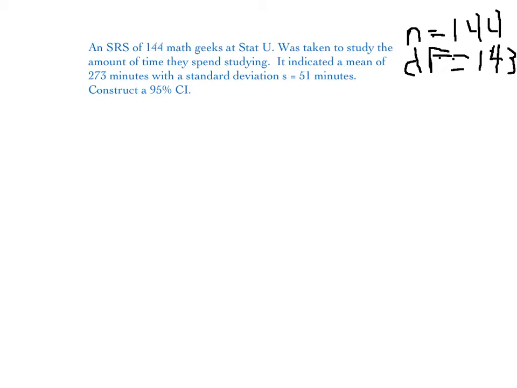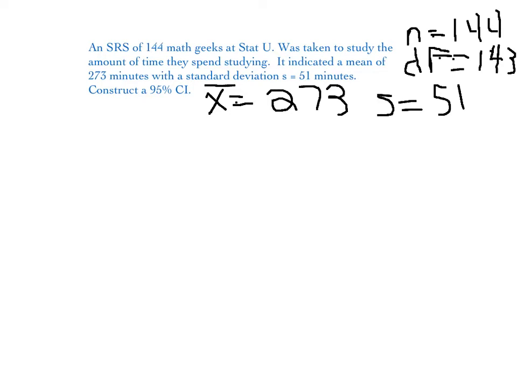That's not showing up very well. Here we go. And it has a sample mean of 273 minutes of study time. We've taken the survey to see how much they study, and we got a mean of 273 minutes with a standard deviation of 51 minutes. And we're supposed to construct a 95% confidence interval.